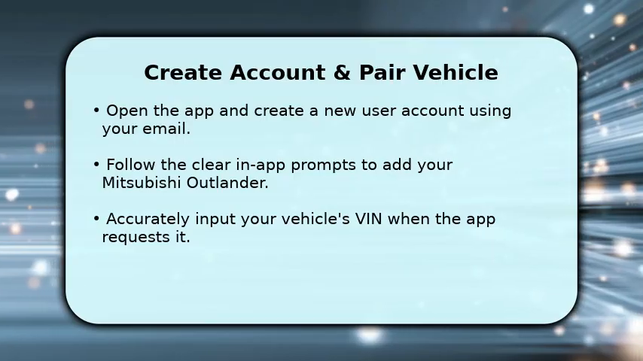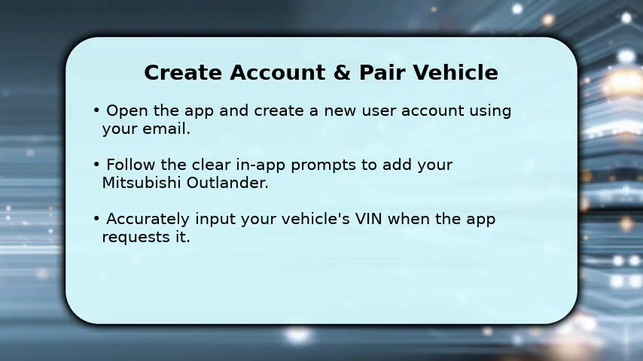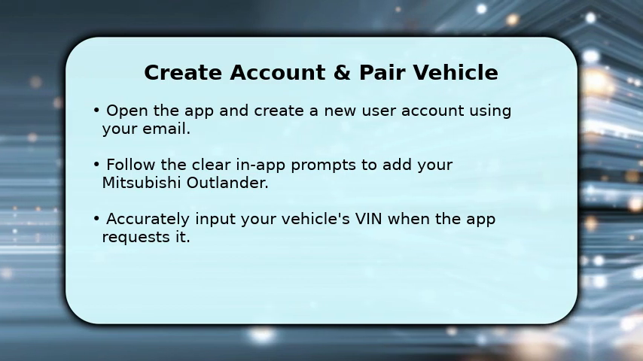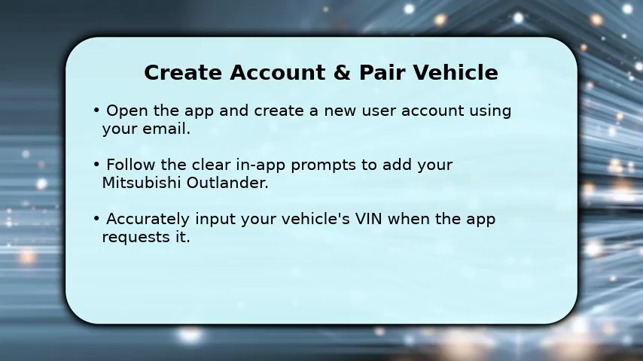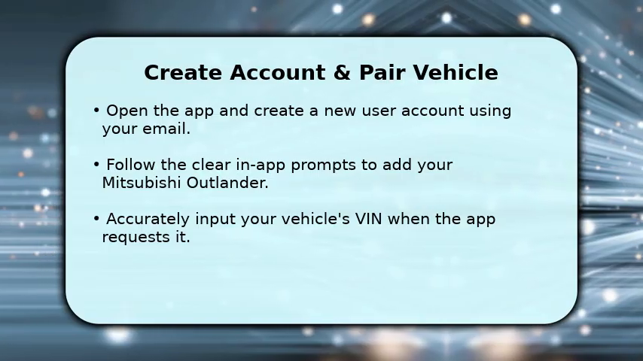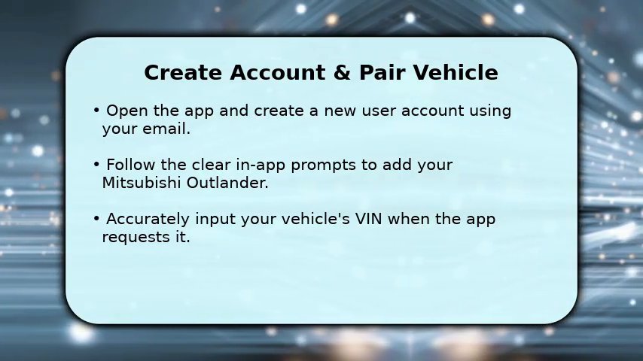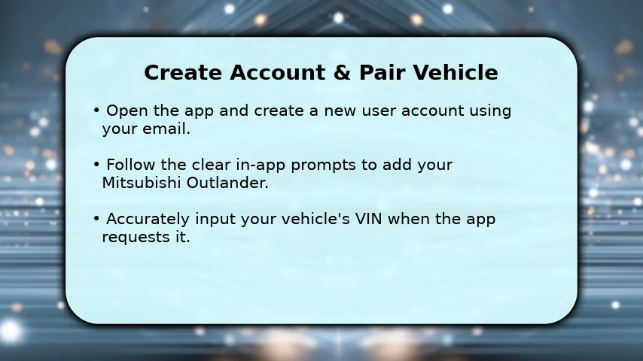Next, open the Mitsubishi Connect app and create a new user account. You'll use your email address for this step. Once logged in, the app will guide you through adding your Outlander. It's crucial to accurately input your vehicle's VIN when prompted. This links your specific vehicle to your account, enabling all the connected features.